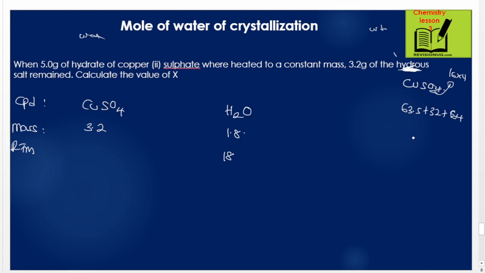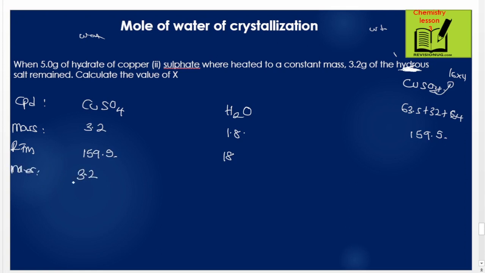64, add on 32, then you add on also 63.5. Sorry, I have made an error. Then add on 32, then we add on 64 again, then it's giving us 159.5. So this is 159.5. Then let us get the number of moles.